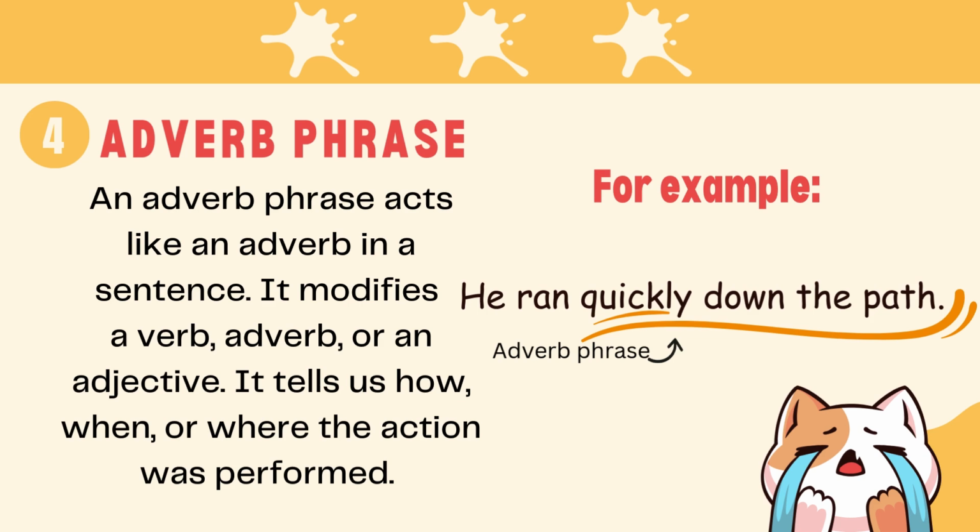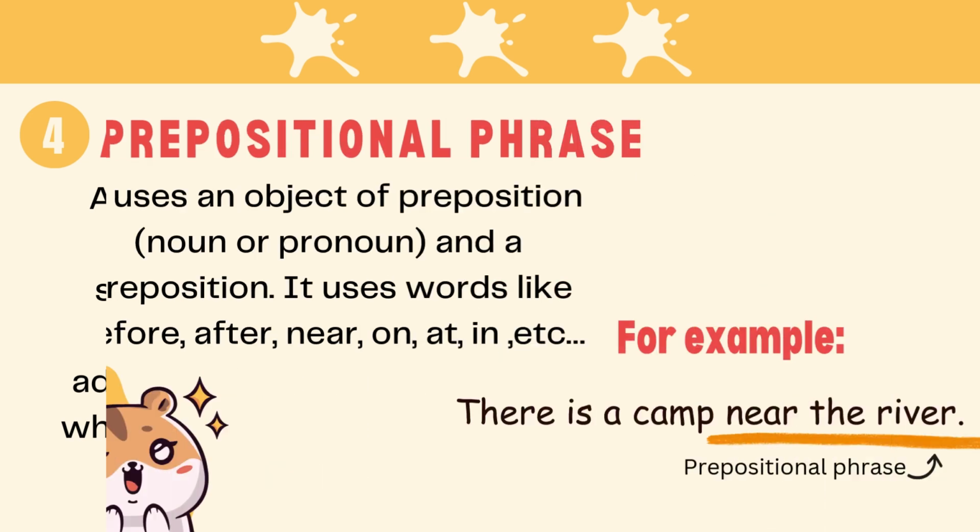Adverb phrase. It acts like an adverb in a sentence. It modifies a verb, adverb, or an adjective. It tells us how, when, or where the action was performed. For example, he ran quickly down the path. Quickly down the path is the adverb phrase. It is modifying the verb ran and telling us how he ran.